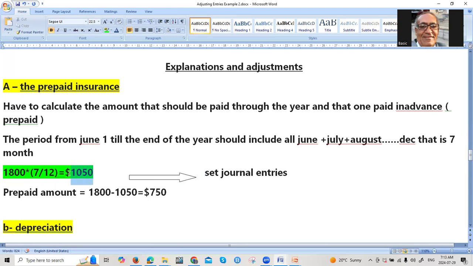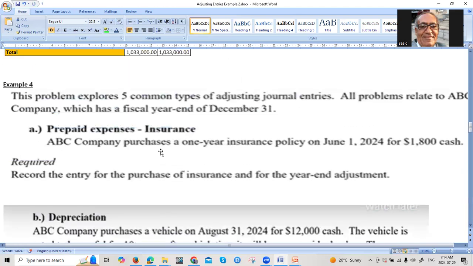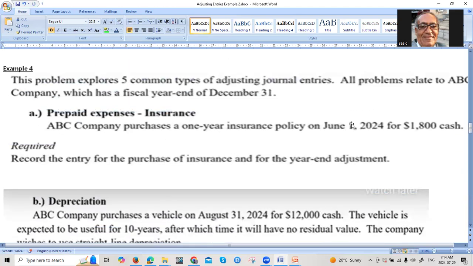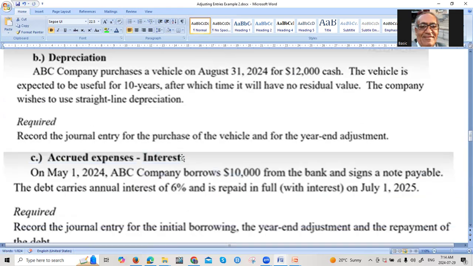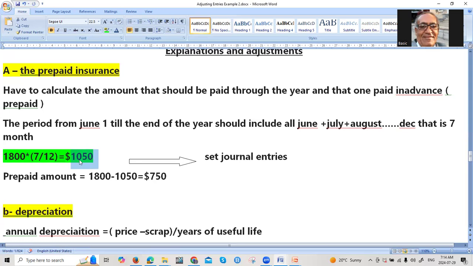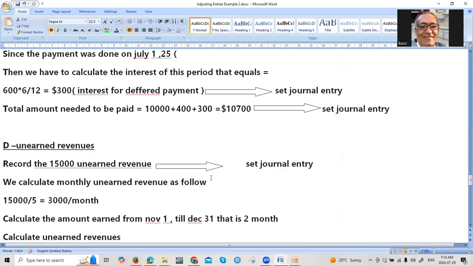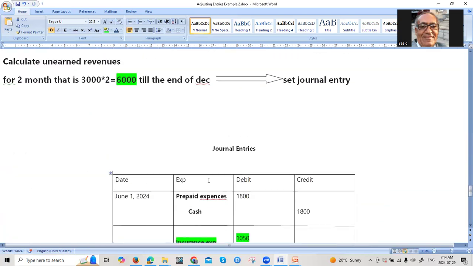Because my fiscal year, what goes in between June and December, this $1,050 goes in between June 1 and December 31. So here, I will see 1,050 will set the journal entries. How will the journal entries be? Then I will go to the journal entries like every time.